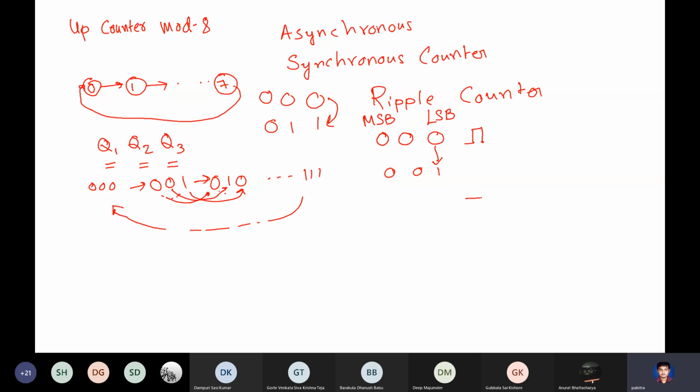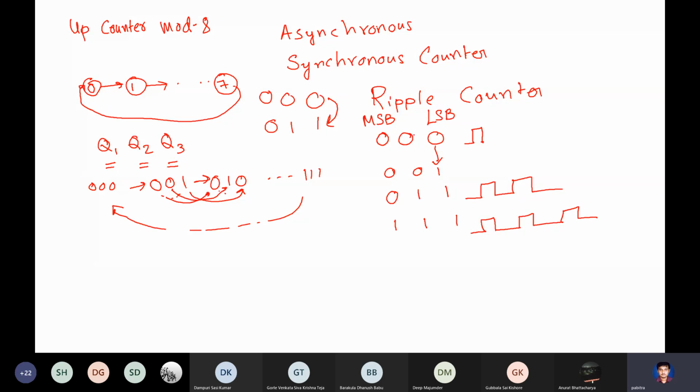And in the next clock cycle, the next bit will change. So we'll get this. And in the third clock cycle, the next bit will change. If required, they may not change also. I'm just writing out, maybe they will remain the same. But if there is a change, it will happen only in the third clock cycle.